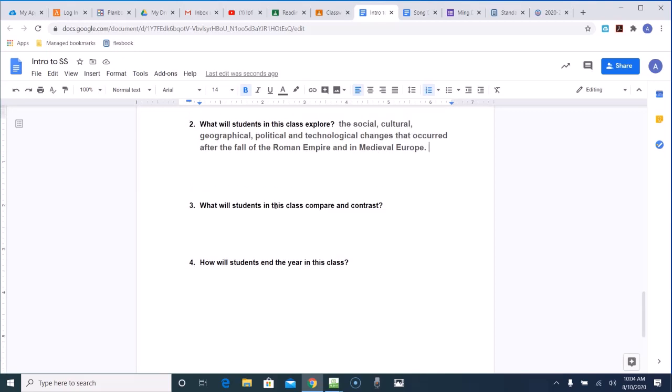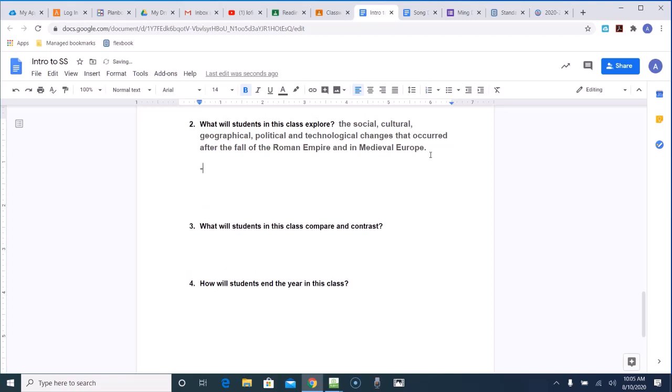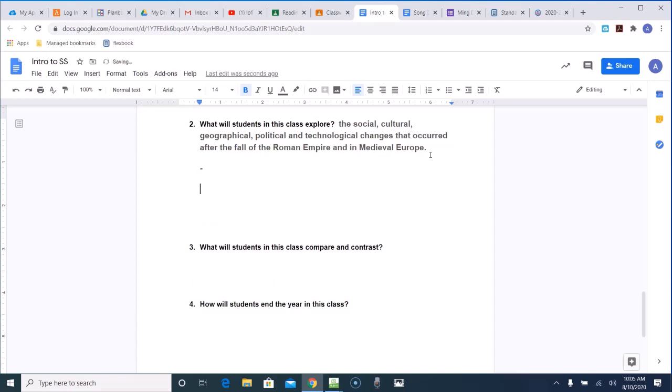For a handwritten note, an idea for that, instead of writing the whole thing, what will students explore? You might want to put social, cultural, geographical, political, technological. You could write that, and that may tip you off to what it is. Or you could write just the end of that: changes that occurred after the fall of the Roman Empire in medieval Europe. Write pieces of that, or write little dashes. Sometimes the way I would take notes, I would make a dash with my pencil and write in something quick. I might write, and then come down. I'd make another dash, write something real quick.